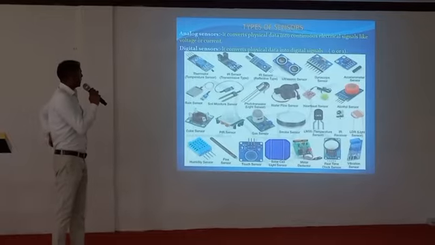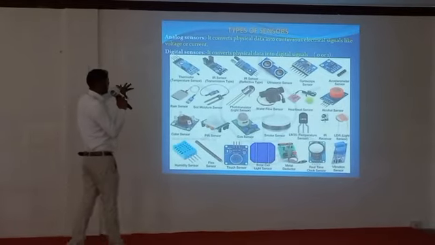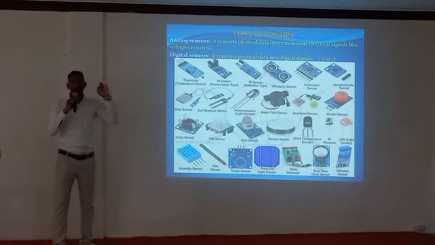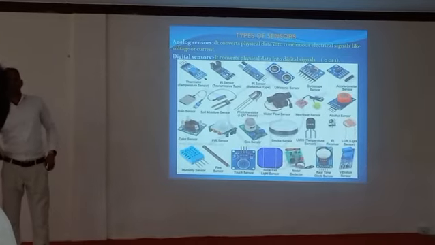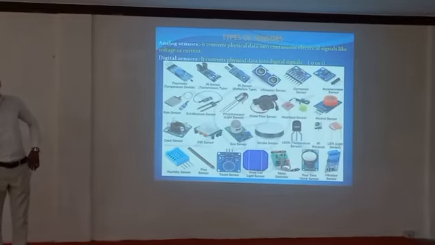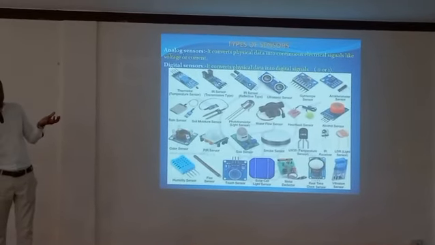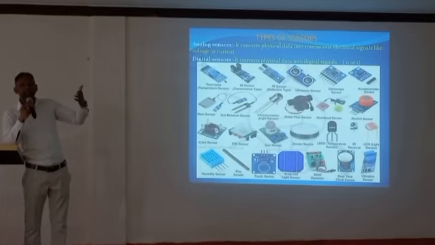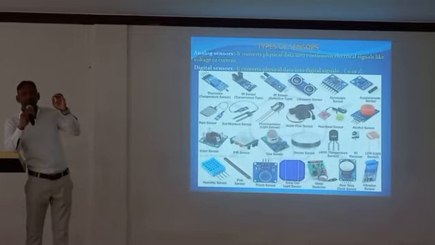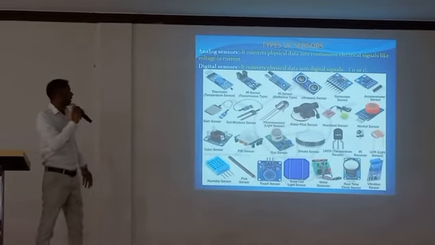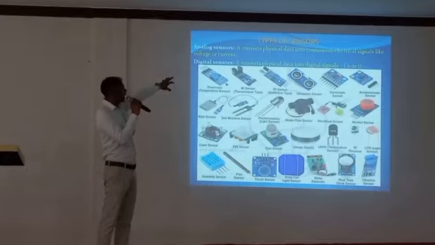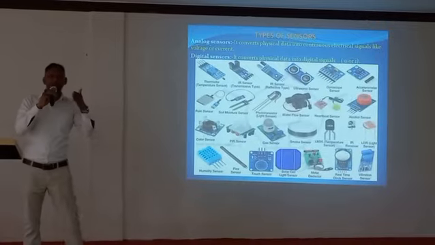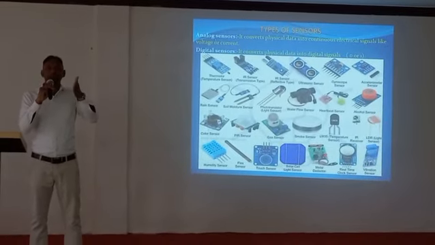Types of sensors. Basically, there are different types of sensors. Basically, two types: analog sensors and digital sensors. An analog sensor basically accepts the input from the external environment and gives the output in analog form, that is voltage or current. A digital sensor basically converts the input signal from the external environment into output in digital form, that is 1 or 0.